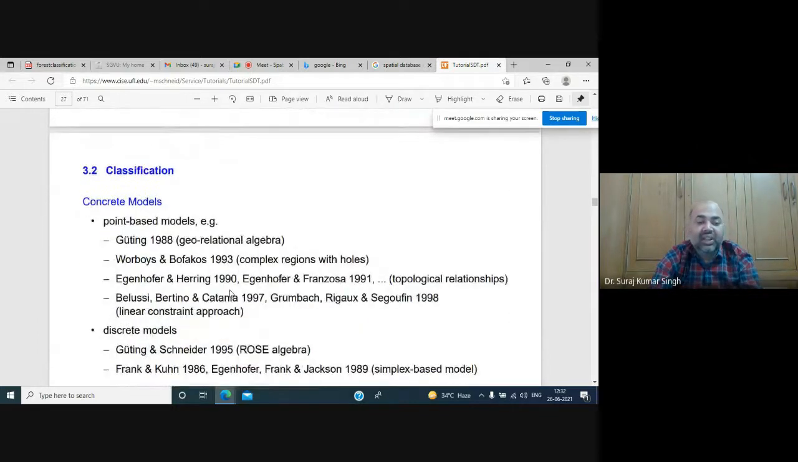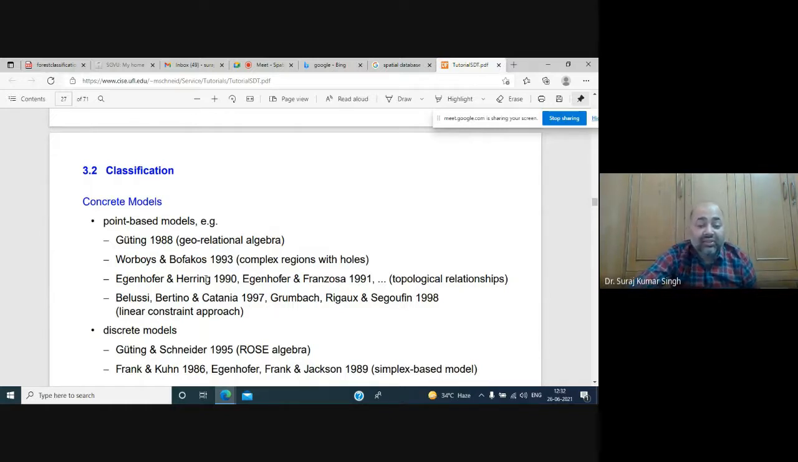These are the various kinds of classification of data types. Now we have different classification models, like concrete models. Under the concrete model, you have the point-based model, for example, the jurisdictional algebra. Then complex regions with holes. Then topological relationships. Then the linear constraint approach.